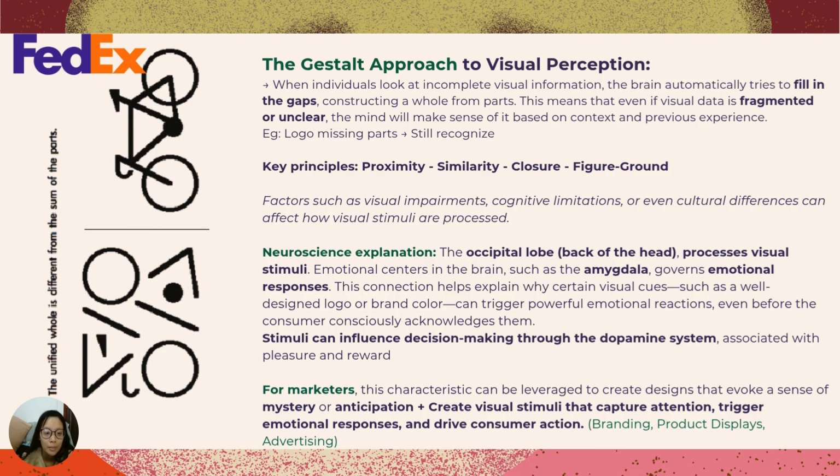This principle can be used in marketing to create logos and images that engage the brain's natural ability to make sense of fragmented or minimalist design. And how can we use this in marketing specifically? Some of the key Gestalt principles include proximity: elements that are close together are perceived as belonging together. This is important in store layouts and website design, where visual grouping can suggest relationships between products or services.